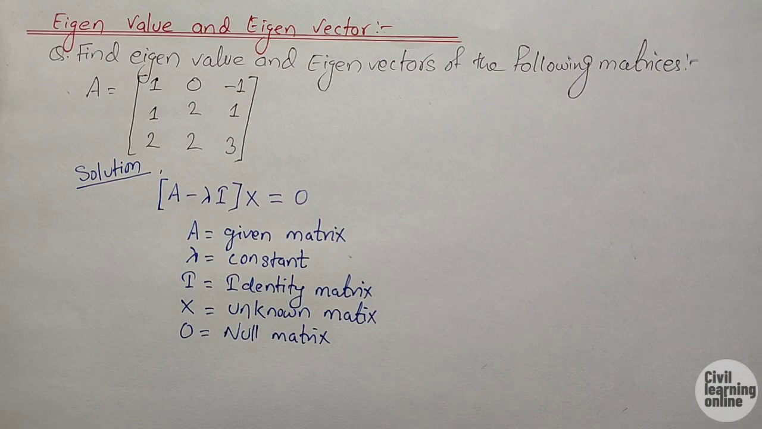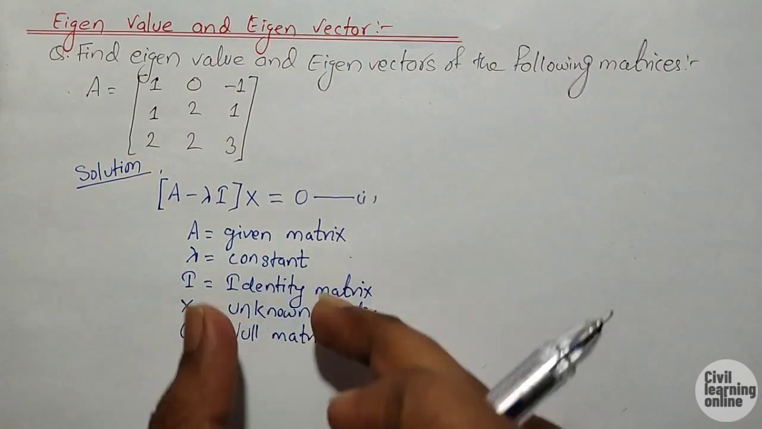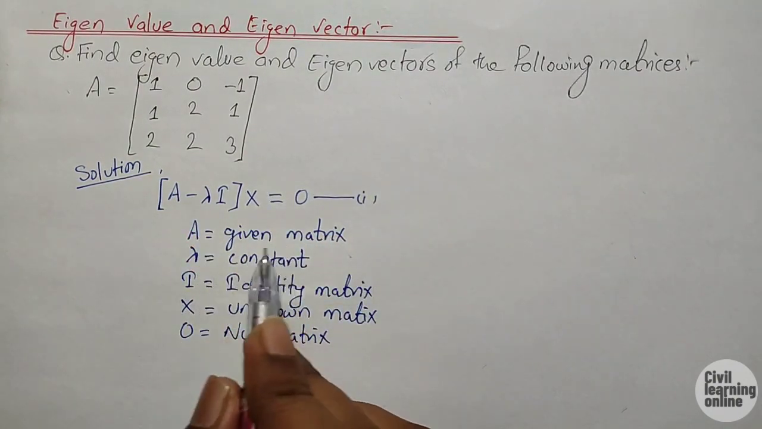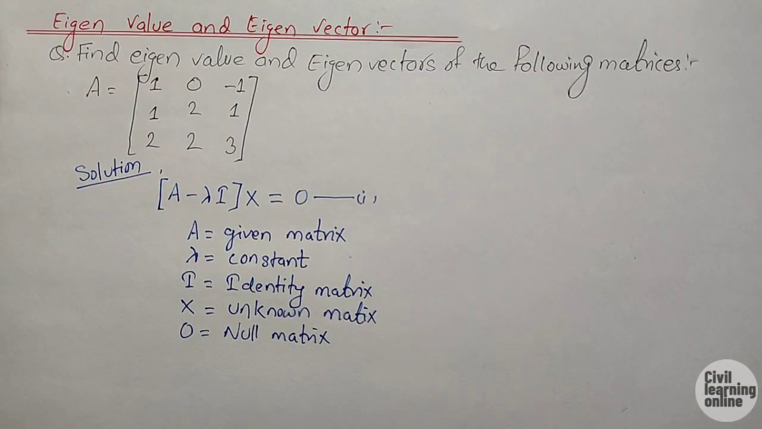So guys, let me repeat one thing. Whenever we are solving a numerical based upon eigenvalue or eigenvector, we need to proceed using this equation. Our very first step is to write down this equation and understand what these symbols represent. Now let us move toward the next step.